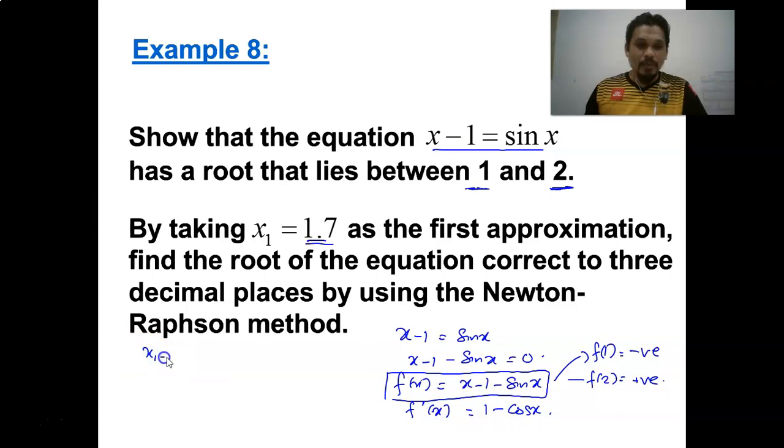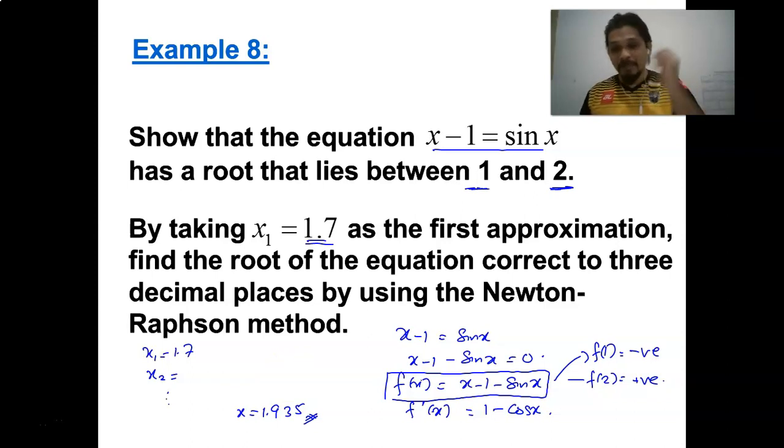Then f(x) and f prime x. So x1 equal to, given here, 1.7. Then x2 equal to x1 minus f(x) divided by f prime x. Generally, you will come up with the conclusion that the x we're looking for here is 1.935. So try by yourself, because it's almost 1 hour and I'm not going to make it longer for the same example.